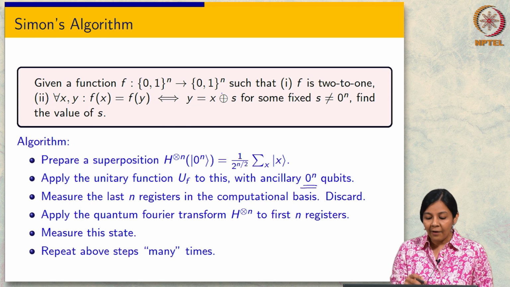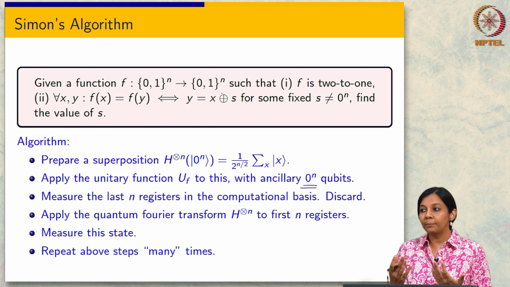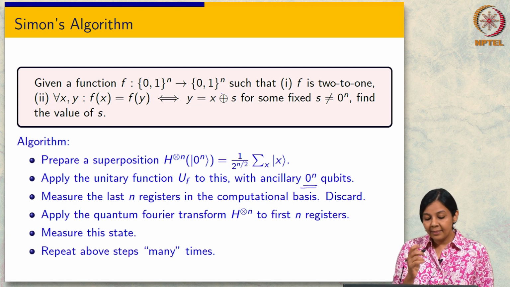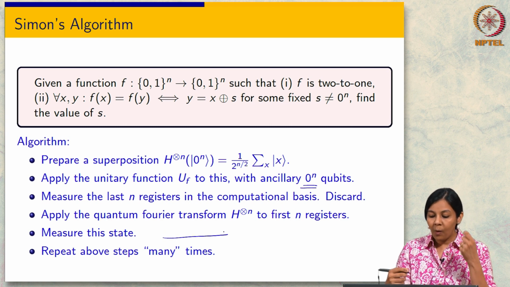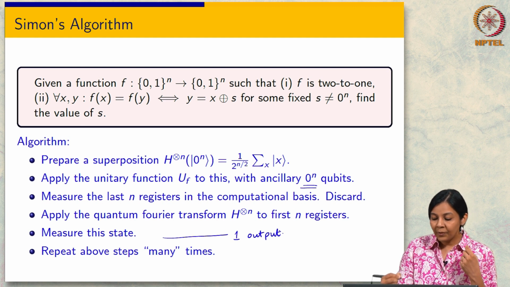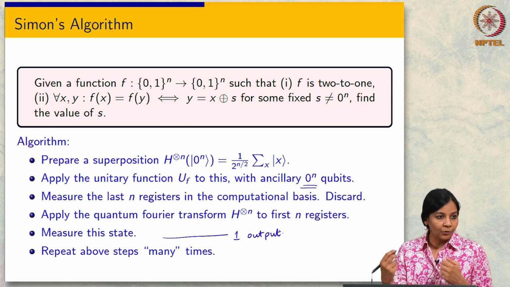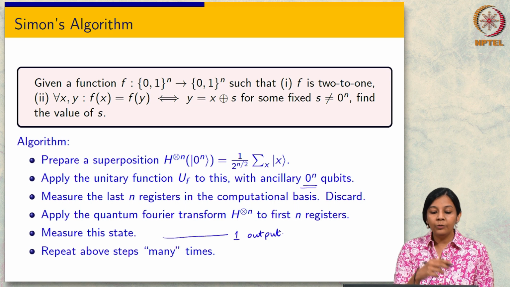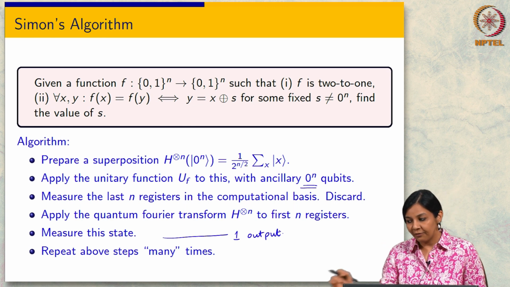Having measured the last n registers and discarded them, we again apply the Hadamard to the top n, and again we measure. At this stage we get essentially one output. You'll see what that output means. It turns out that we need many outputs to solve the final problem, so we are going to repeat the above steps many times. We'll have to discuss how many times to repeat it, but this is the rough idea.